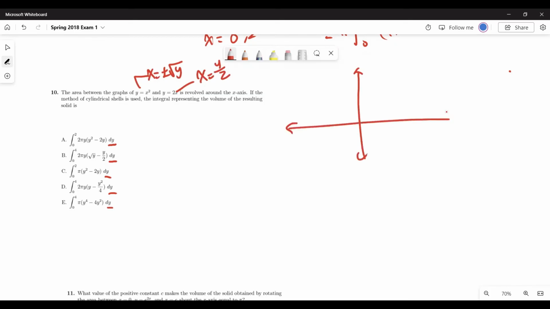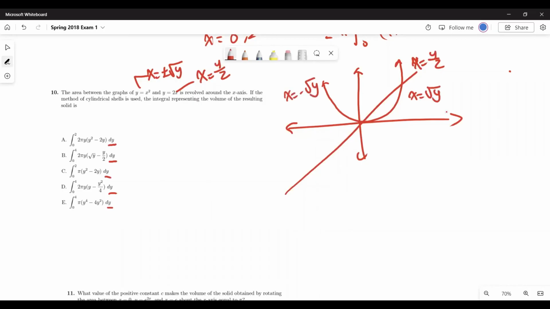Let's draw the curves now. So x equals y over 2 is here, and it's like this, and x equals plus square root of y and x equals negative square root of y, but there's nothing intersecting each other on this left side, so I'm not going to care about x equals negative square root of y. So all we need to care about is x equals y over 2 and x equals square root of y. And it says it's using the cylindrical shell and it's dy.